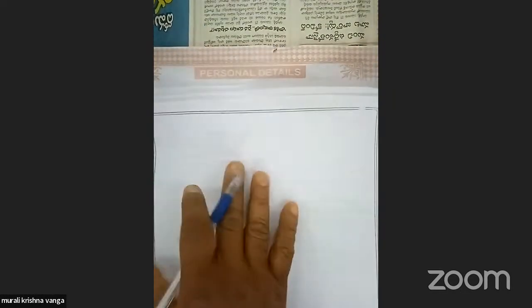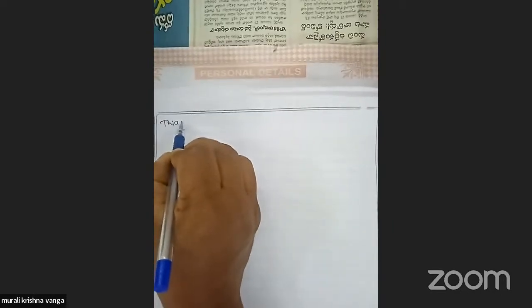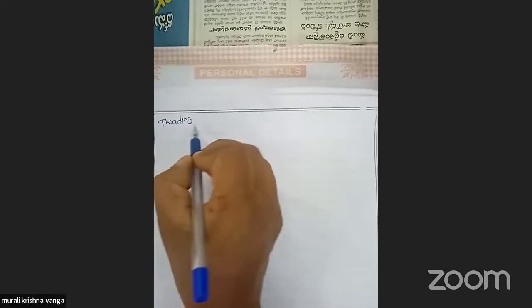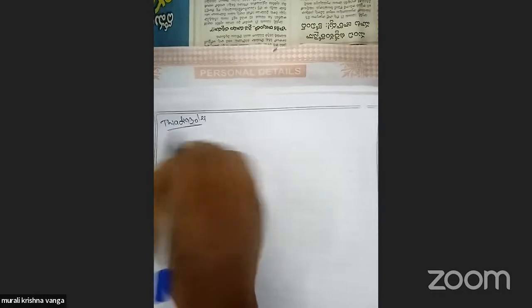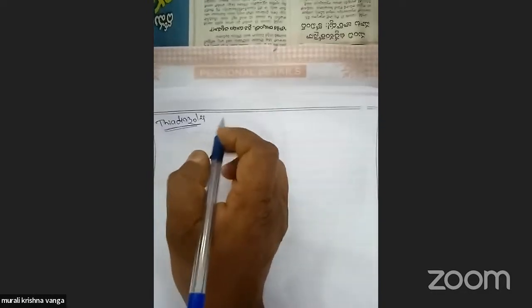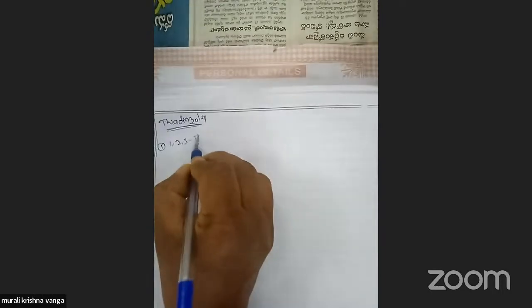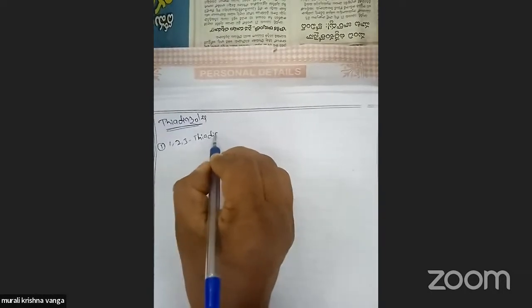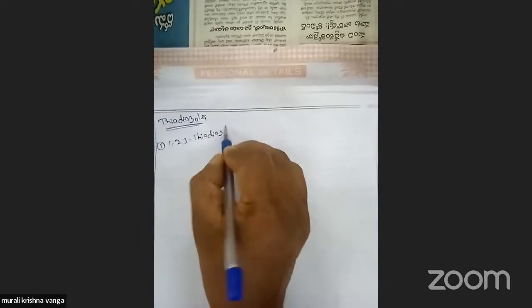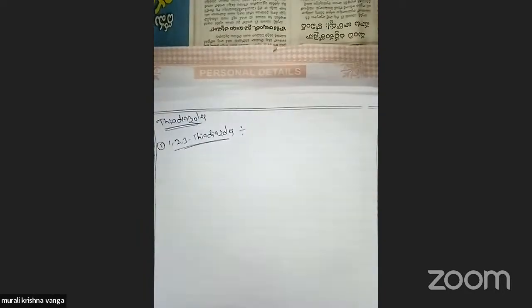Next, thiadiazoles. These thiadiazoles are of 4 types: 1, 2, 3 thiadiazoles, 1, 2, 4 thiadiazoles, 1, 2, 5 thiadiazoles, and 1, 3, 4 thiadiazoles. First, we are discussing 1, 2, 3 thiadiazoles.